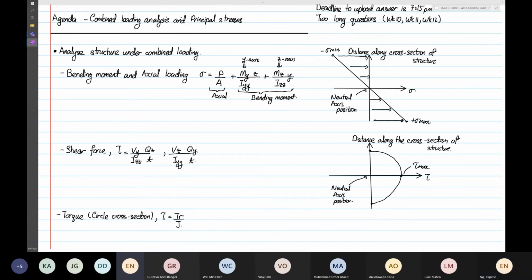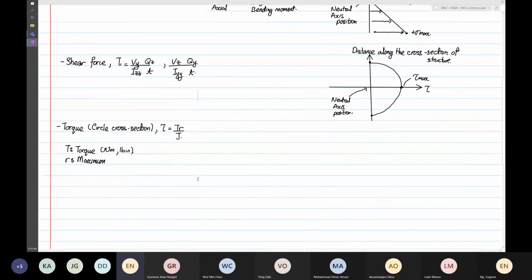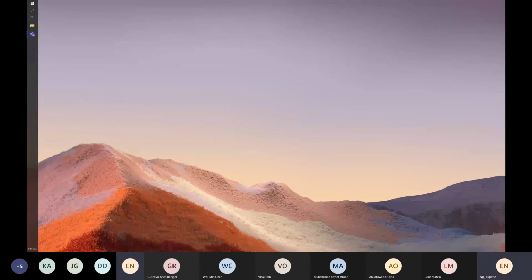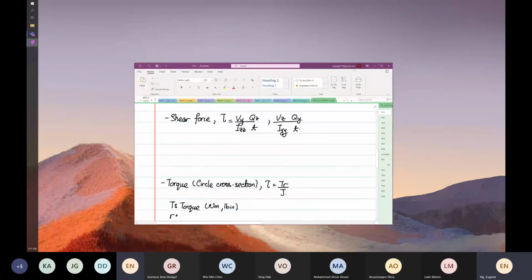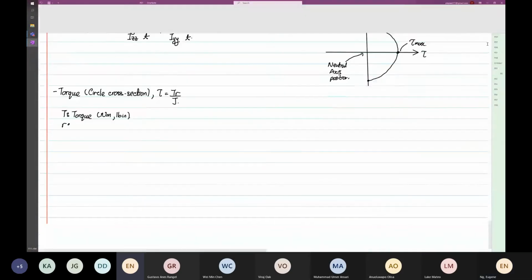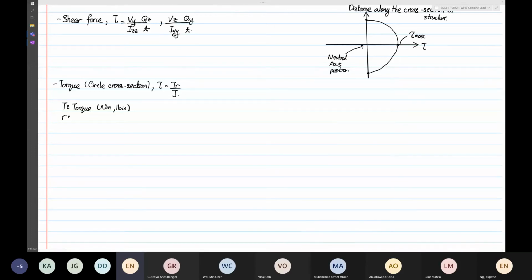Where T represents the torque, which is in Newton meter or pound inch. R is the maximum radius. Oh, you guys can't see now. Apologies. It's not you, it's me. The thing crapped out again. Don't worry, I'll bring it back to you guys. R is the radius or maximum radius.